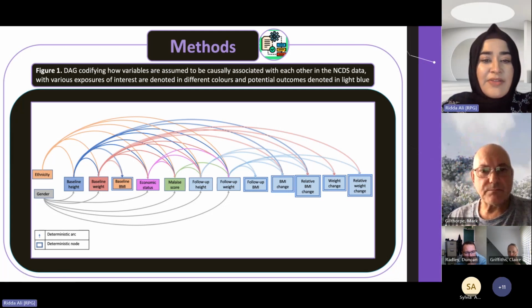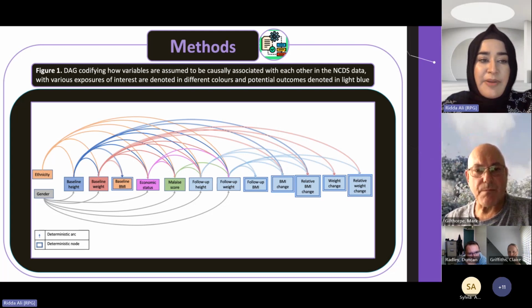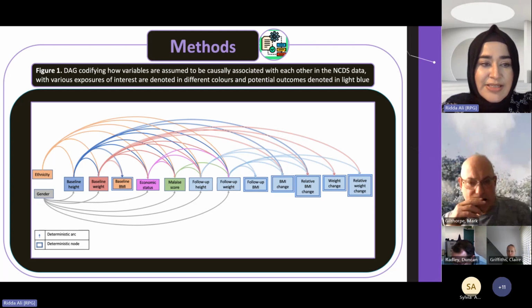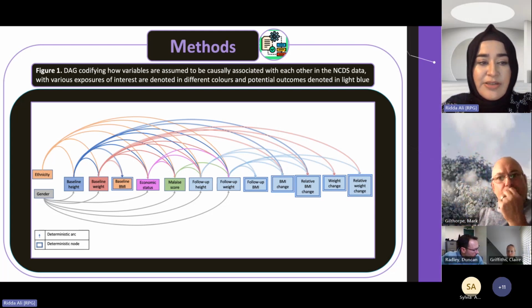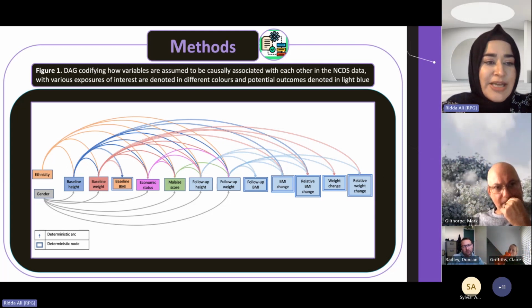Malaise score is a self-administered questionnaire that participants complete at baseline, so at age 23, to assess psychiatric morbidity, for example, depression, at that time point. And in the DAG, this occurs after economic status, which is also measured at age 23, because economic status began stabilizing earlier than the Malaise score.